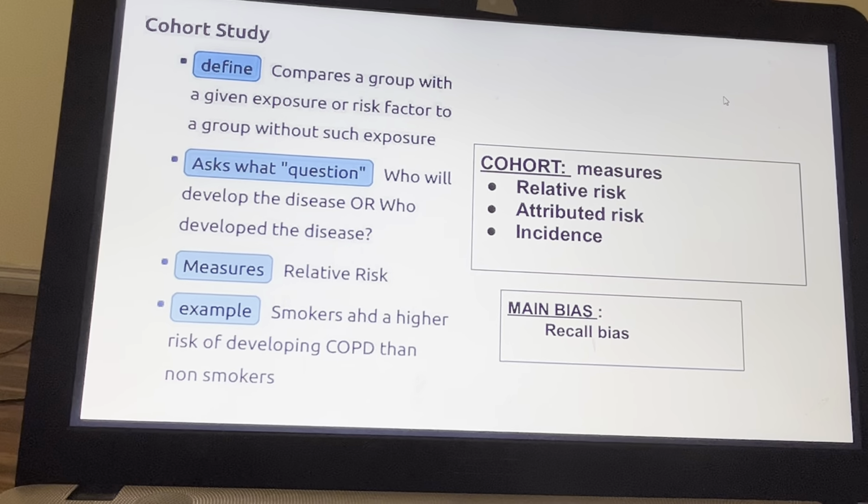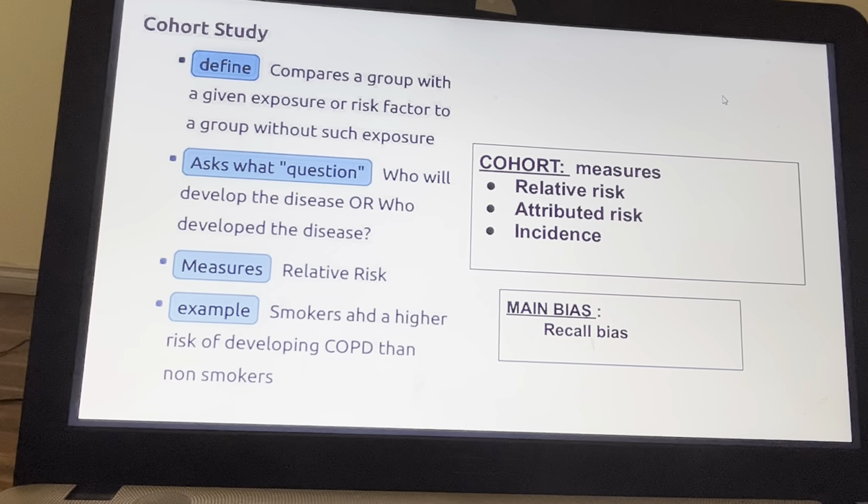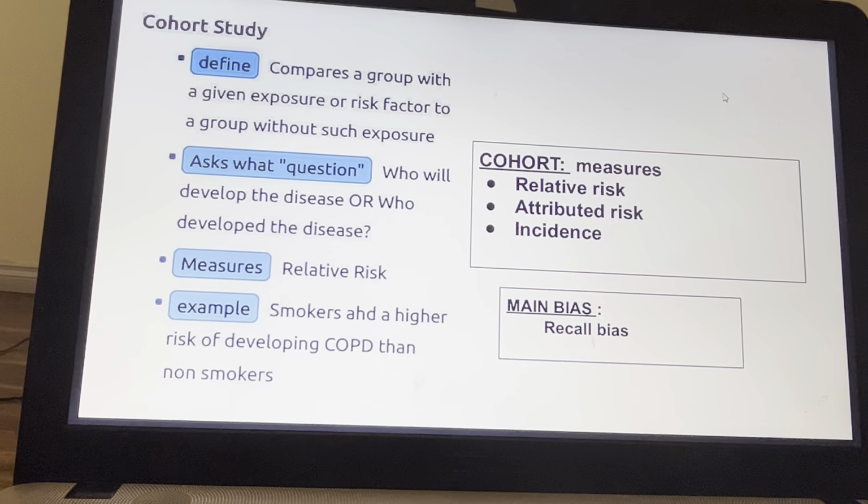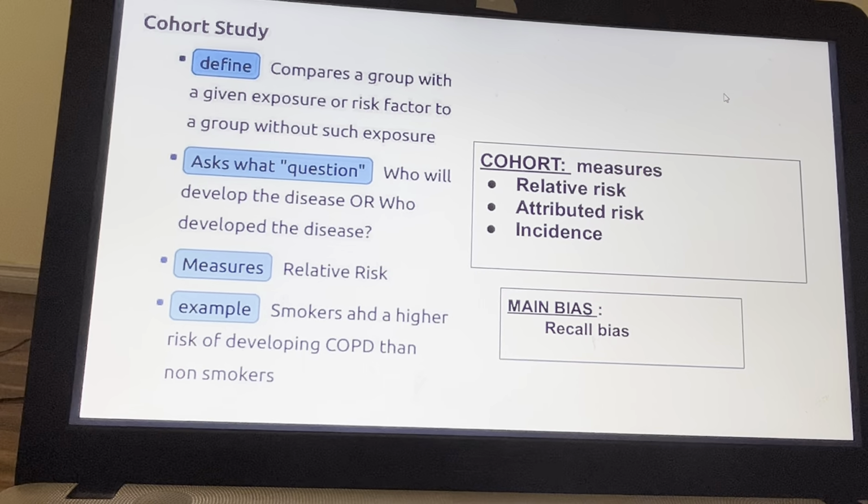Example for this study: smokers had a higher risk of COPD than non-smokers. So in this one we are comparing, and it measures relative risk, attributable risk, and incidence. And sometimes there is also recall bias in this one.